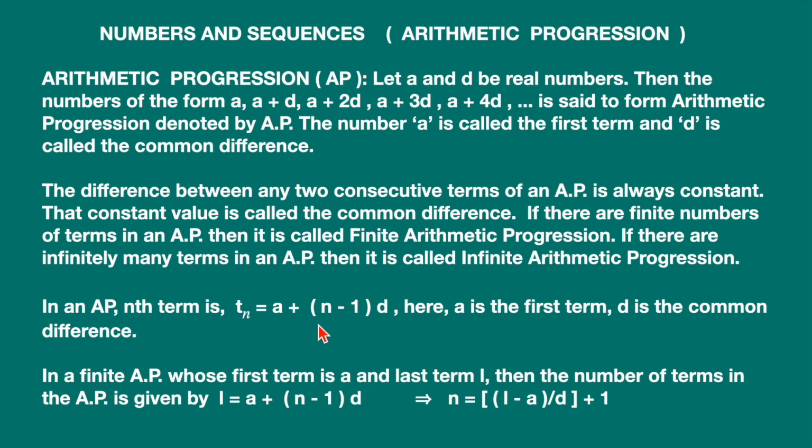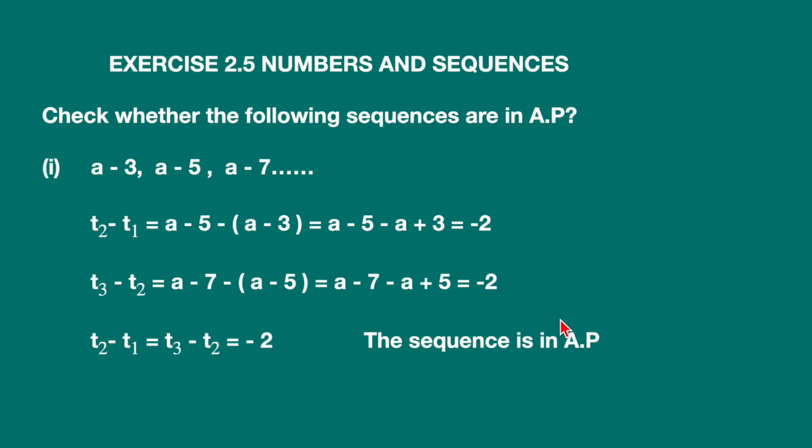Supposing it is a finite arithmetic progression, there will be a last term, because it is finite. Let it be L. So in place of Tn, you write L. L is equal to A plus (n minus 1) D, which implies that n is equal to (last term minus first term) divided by common difference, plus 1. This is the formula. Now let us go to the exercise.